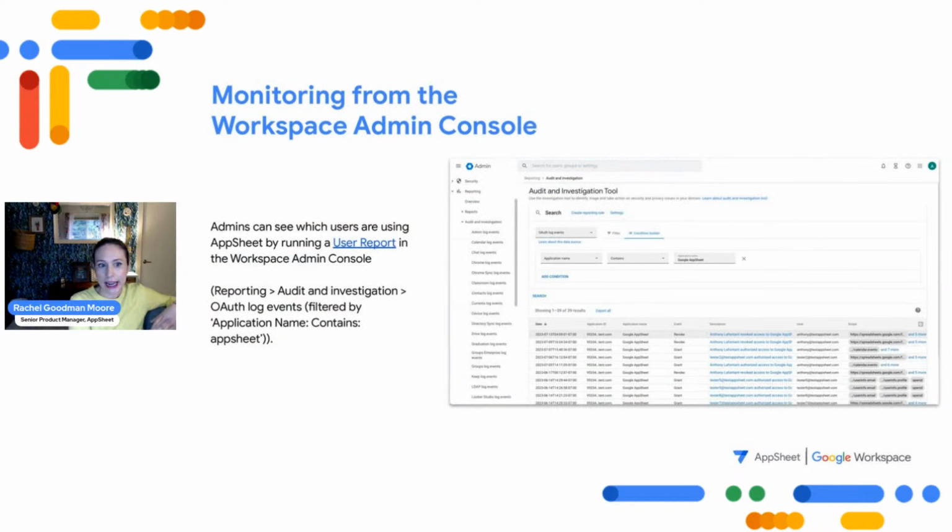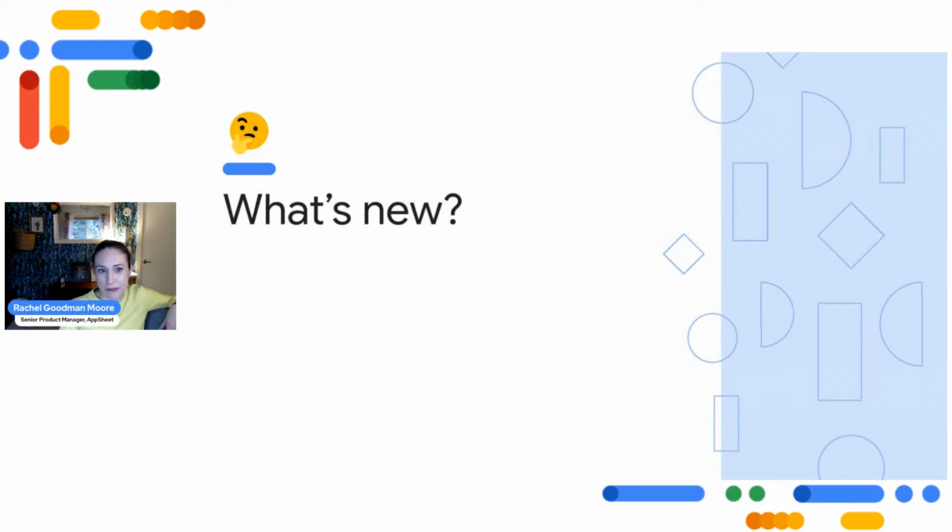Going back just a second here, if you are a Workspace customer, you can also do some of this directly from the admin console. So Workspace admins can see which users are running AppSheet by running the user report in Workspace Admin Console, and we have the file path on the screen here. So you'll also get some of that information there as well, and you can start to combine the information you get from AppSheet and the information you get from Workspace.